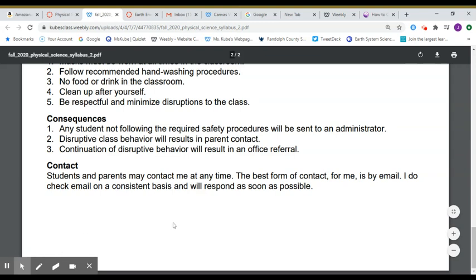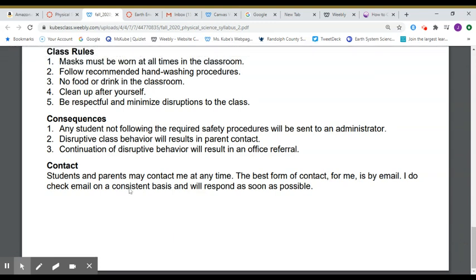And you can always find the syllabus on Canvas. So I'm not going to print out versions of it.